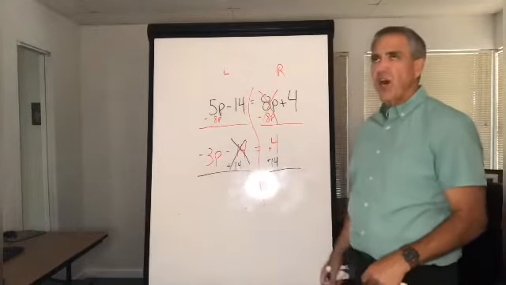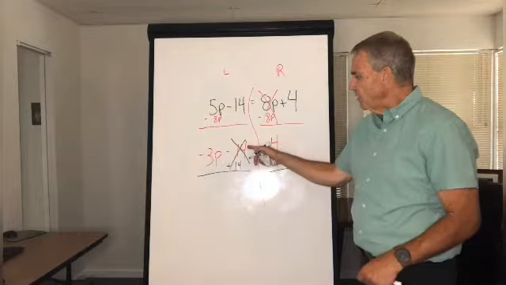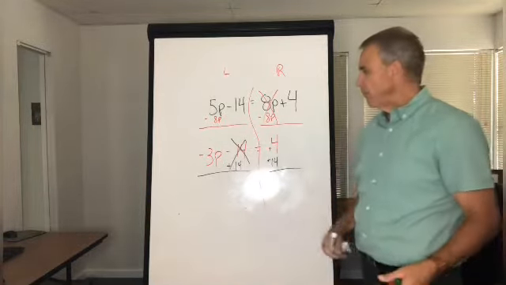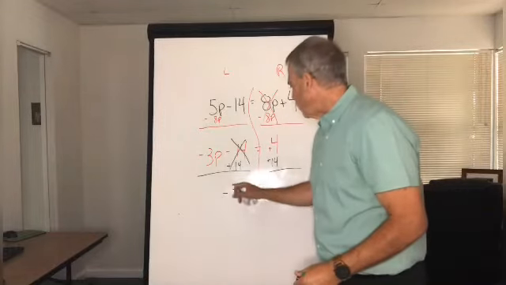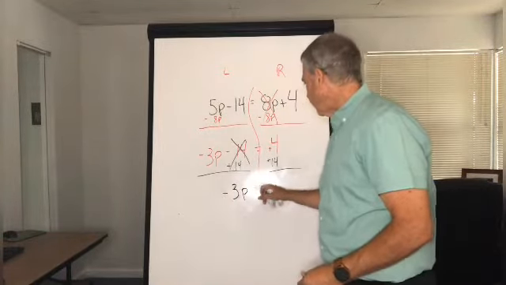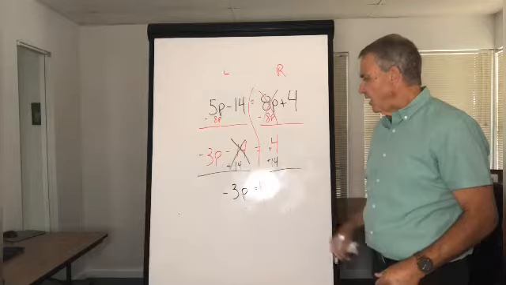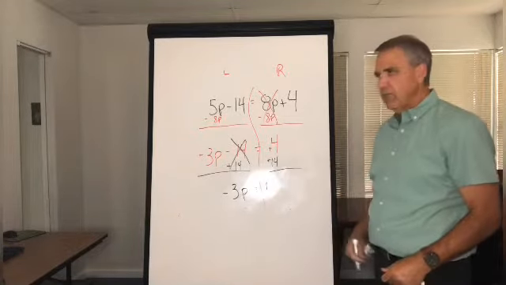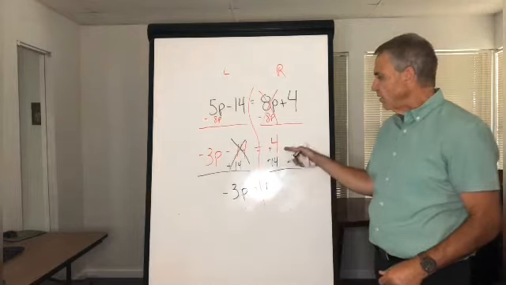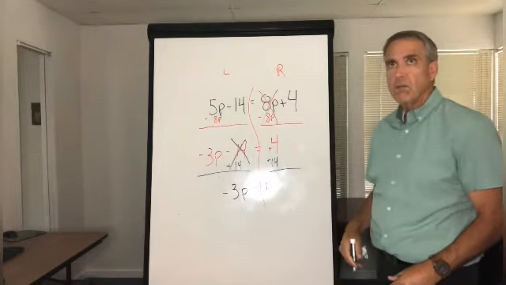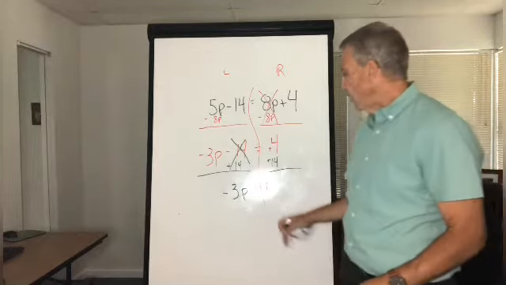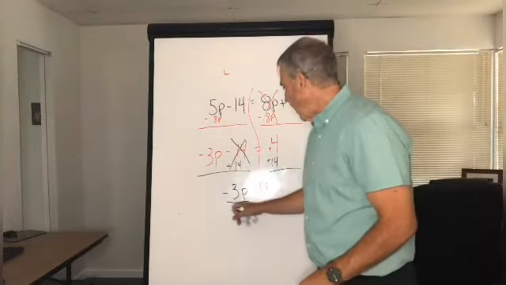Those 14s are gone. You spent 14 bucks, but someone also gave you $14. You're even. Negative 3p is what comes straight down. 4 plus 14 is a positive 18. You have 4 bucks, someone gives you 14 more, plus and plus. You're at positive 18.